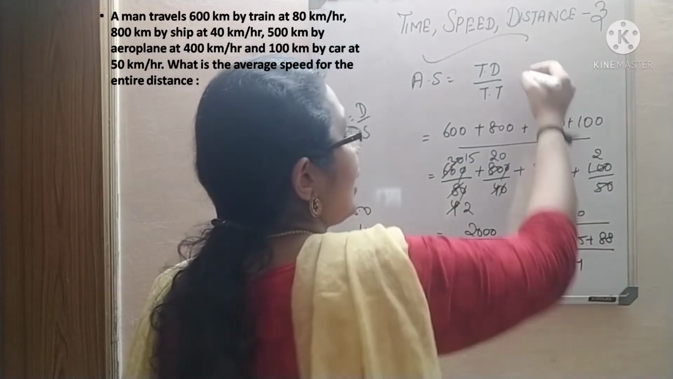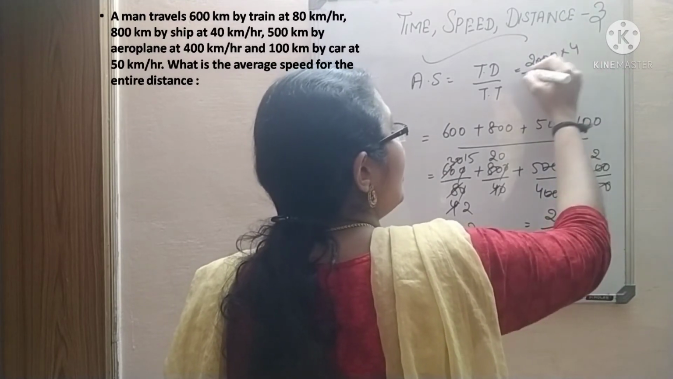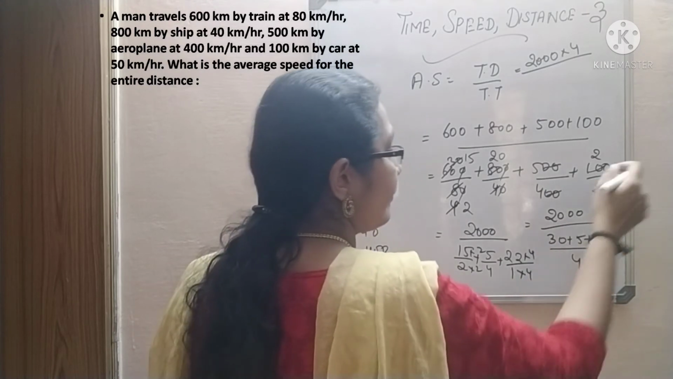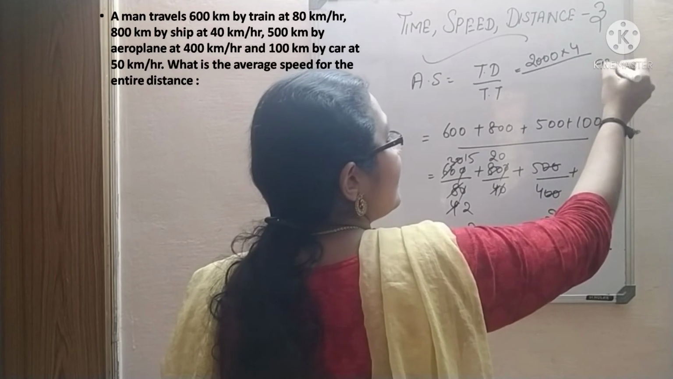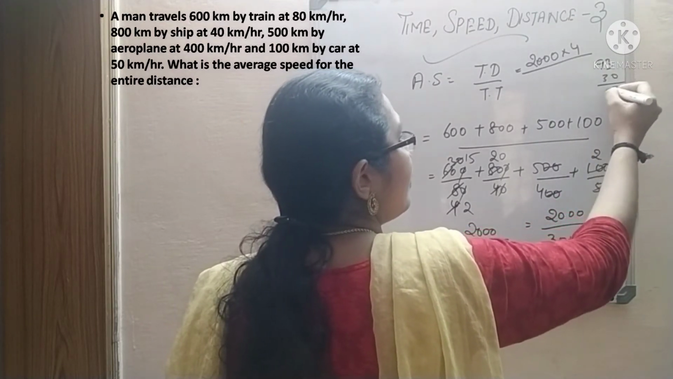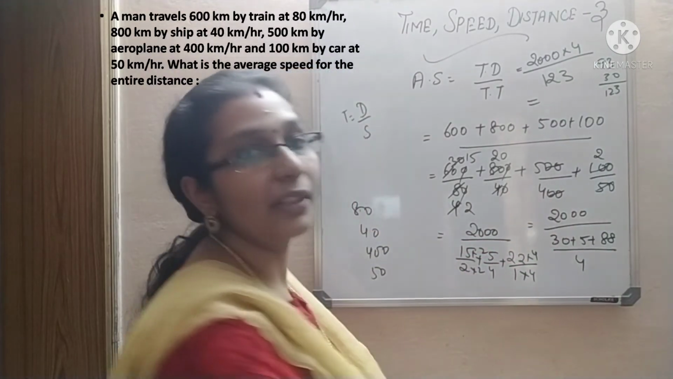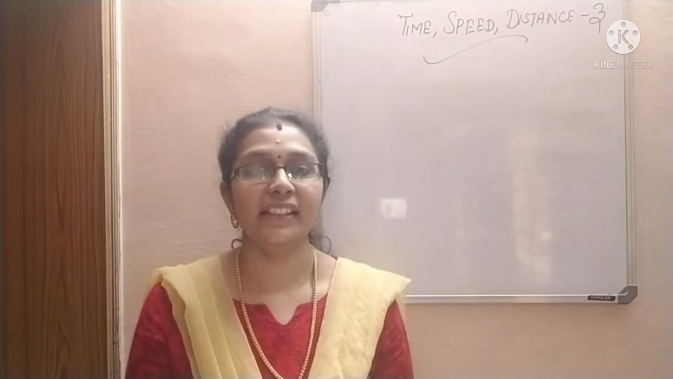So take this 4 up. So you will get 2000 into 4 divided by 88 plus 30. 88 plus 5 is 93. 93 plus 30, so 123. So when you simplify this, you will get the answer. Okay. So find the answer and leave your answers in your comment box. Okay. See the next question.